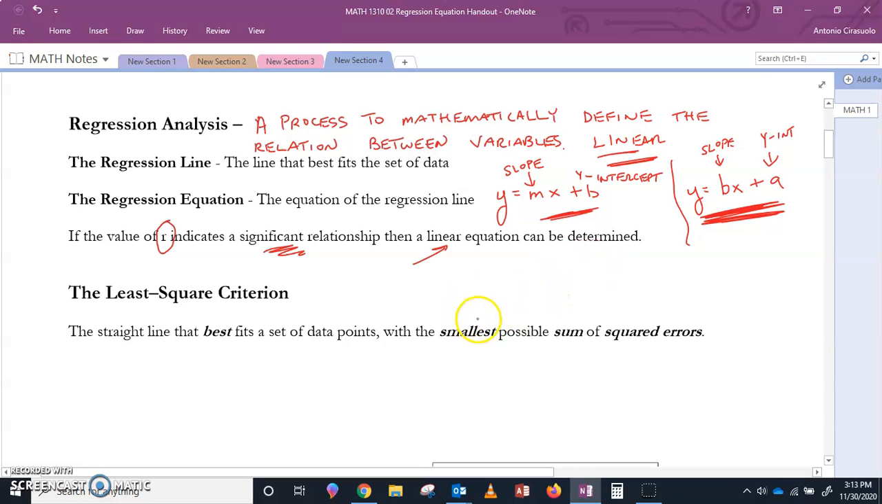Now, what process is used to come up with this line of best fit? It's the least squares criterion that's used. The straight line that best fits the set of data points with the smallest possible sum of the squared errors is the line of best fit. Okay, so what does that mean?